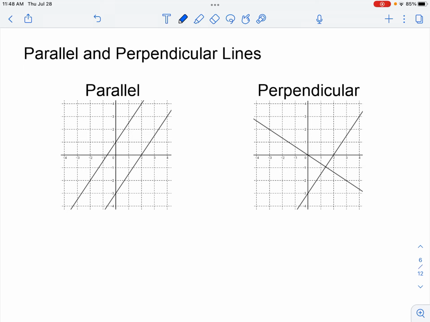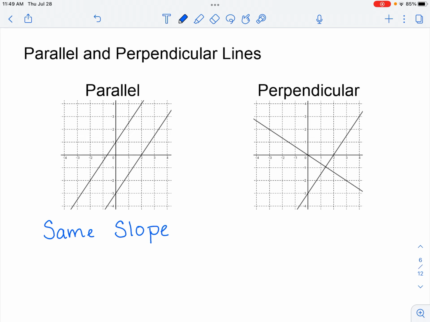The next thing we want to talk about are parallel and perpendicular lines. So what you can see here are graphs of both parallel and perpendicular lines. What's important about parallel lines is we're used to saying, okay, well, they have the same slope. They have the same rate of change, okay? The same rate of change, the same slope.